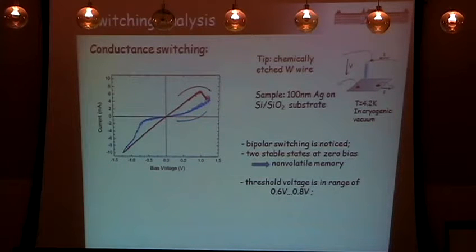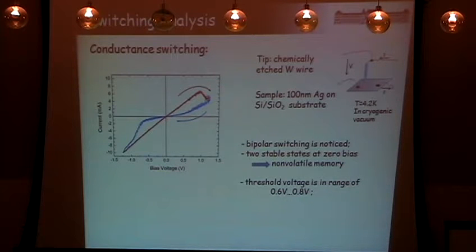So let me define our environment. The tip was a chemically etched tungsten wire, which is widely used for STM measurement due to its rigidness and high endurance. The sample is simply 100 nanometers of silver evaporated on a silicon substrate. And as I mentioned earlier, this measurement was performed in 4.2 Kelvin cryogenic vacuum.